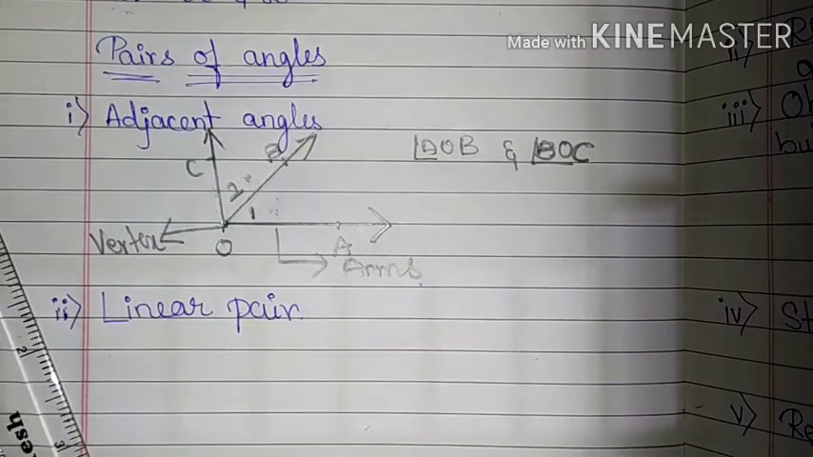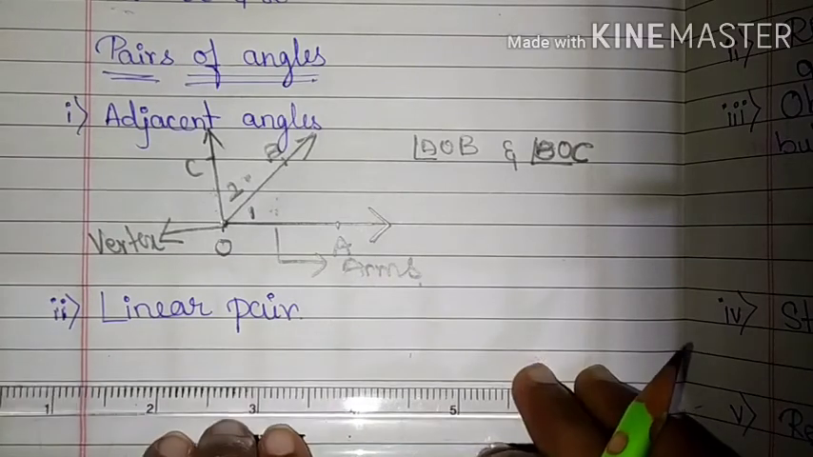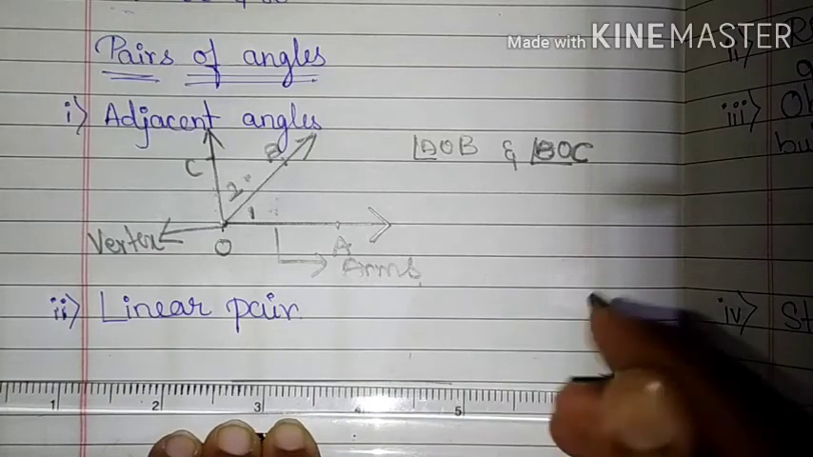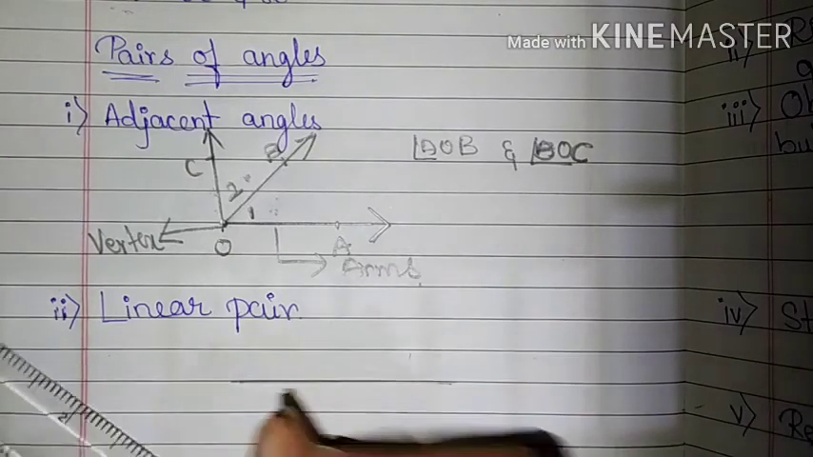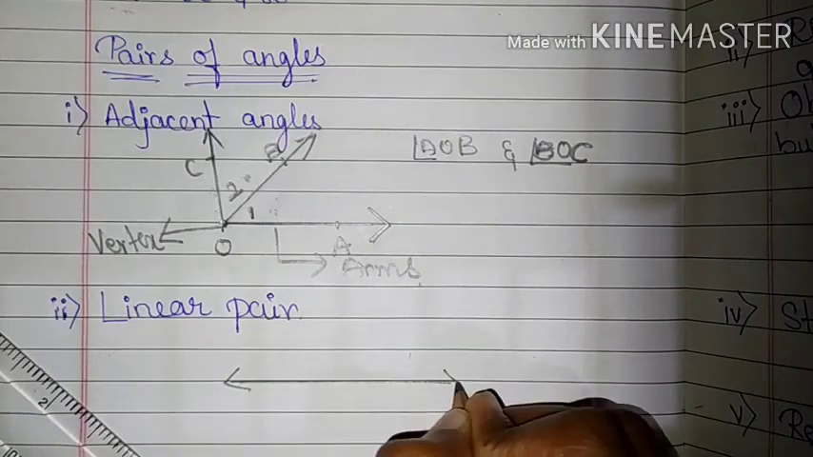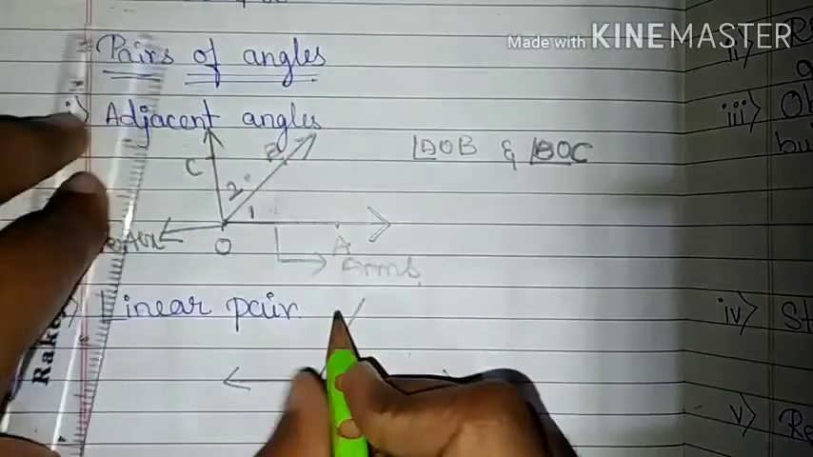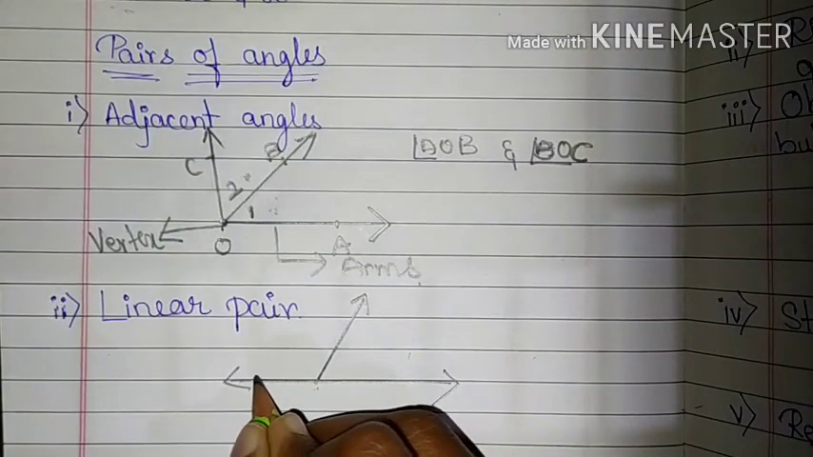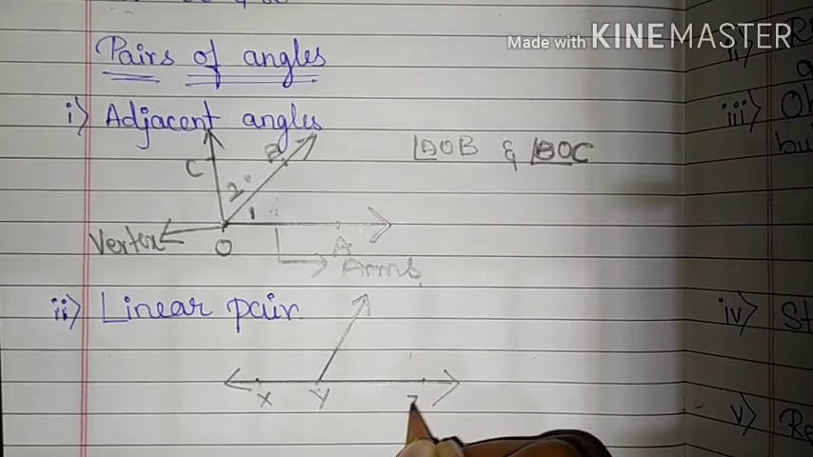We have something known as linear pair. If the sum of two adjacent angles is 180 degrees, then they form a linear pair.